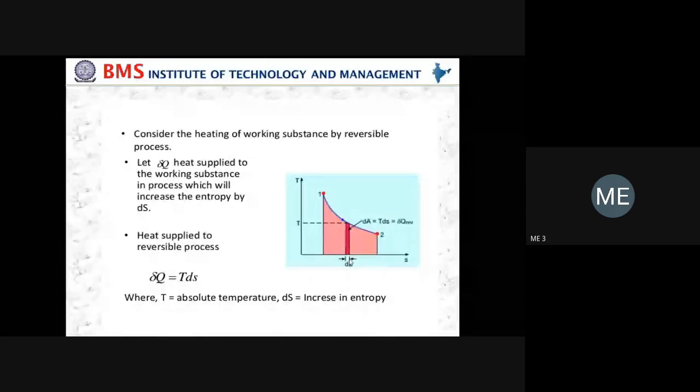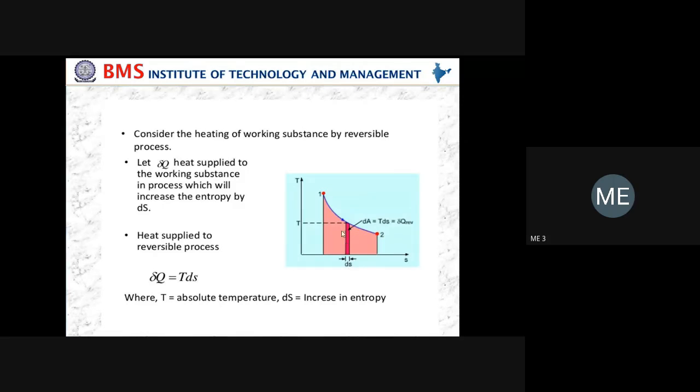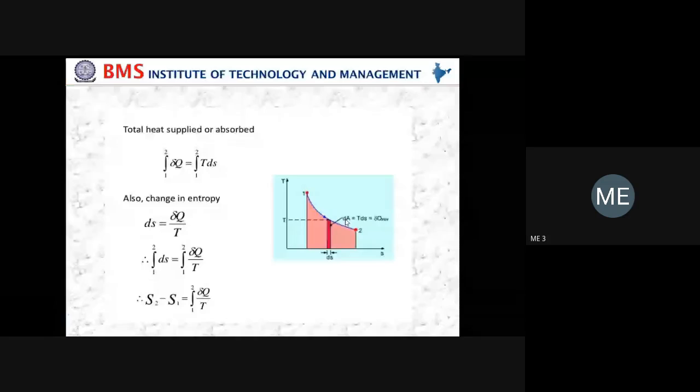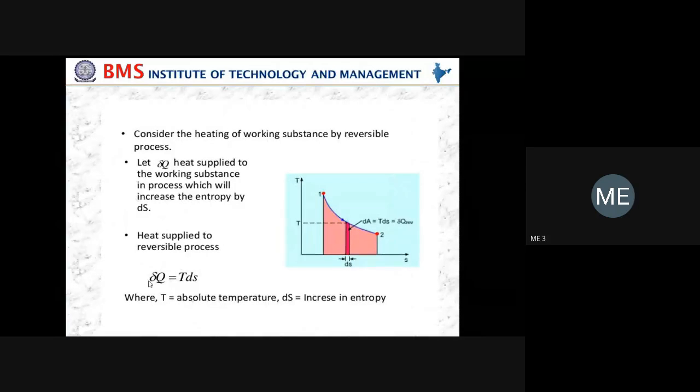So dq is the amount of the heat transfer in that particular state. It is the product of temperature, where T is the temperature at that particular point, and ds is the value of entropy at that particular point. Remember, this dq we are taking at a particular state. In order to get the total heat transfer between states 1 and 2, you are going to integrate this equation between the limits 1 to 2.